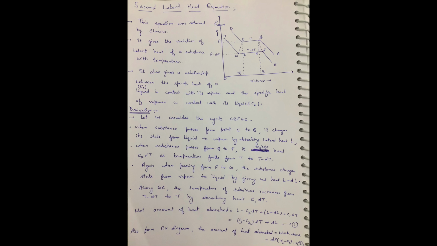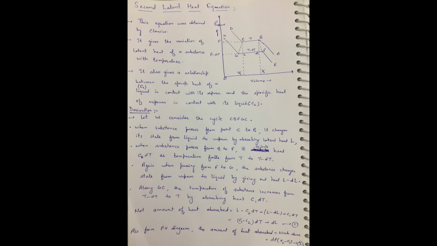As L and C1 dt both are absorbed by the substance, both these heats will be positive, L plus C1 dt. And C2 dt and L minus dL both the heats are given out by the substance, so they will be negative. Now by adding all these four, we get net amount of heat absorbed equal to C1 minus C2 multiplied by dt plus dL. Let us say this is our equation 1.